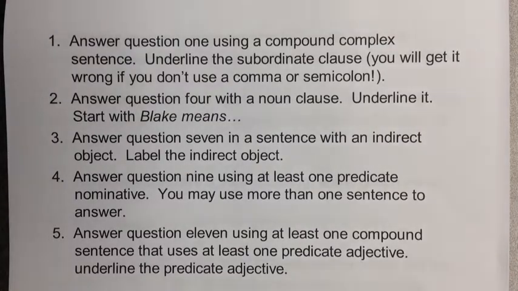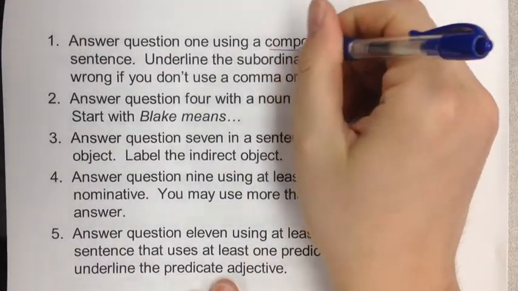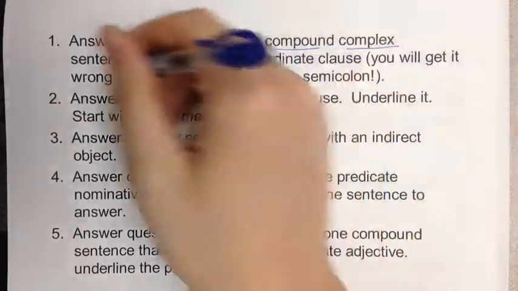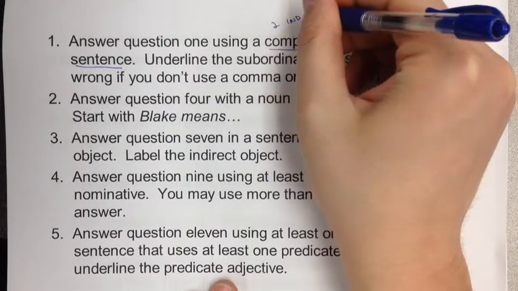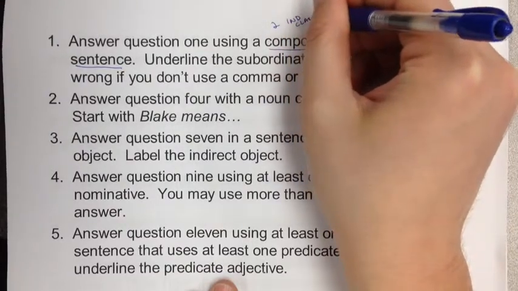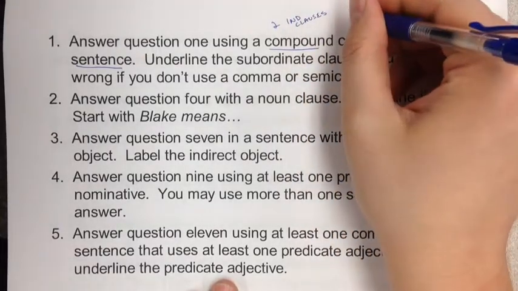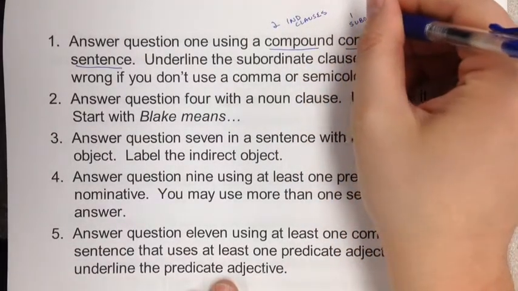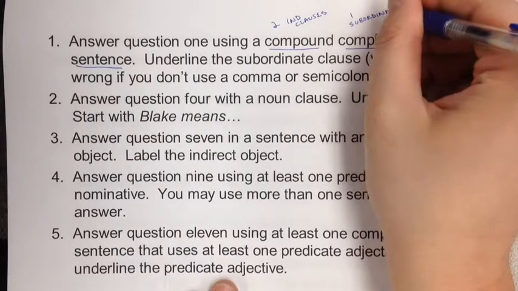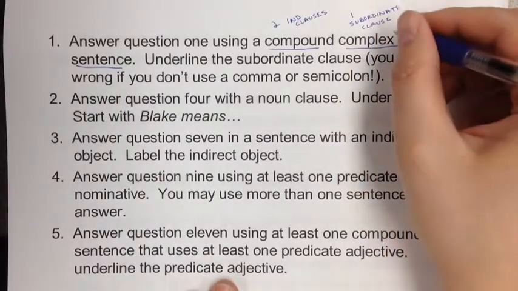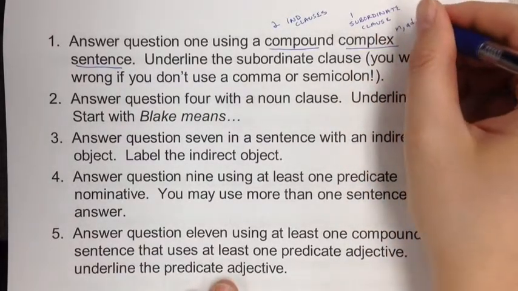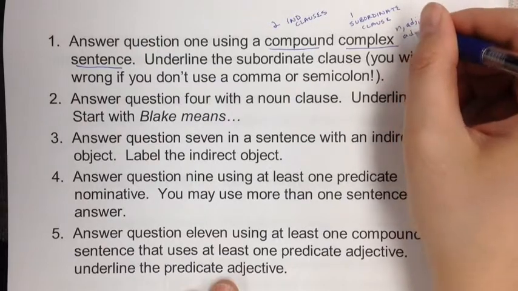Alright guys, so I'm going to go over pop quiz number 4 here. The first question was to answer question 1 using a compound complex sentence. What this means is there will be 2 independent clauses and at least 1 subordinate clause. And subordinate clauses come in 3 flavors. There are noun clauses, adjective clauses, and adverb clauses.